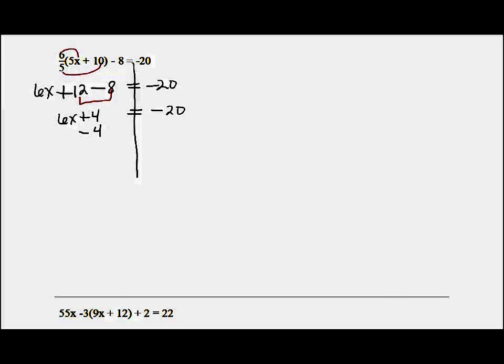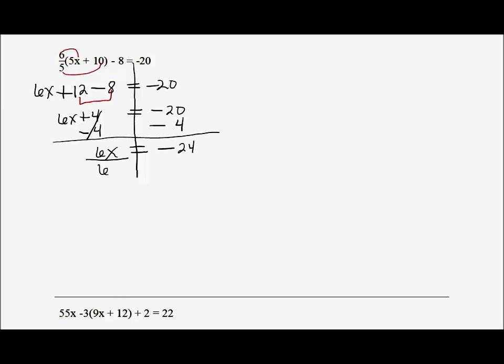Subtract 4 from both sides. What do I have left? I'm going to end up with 6x, 4's cancel out, equals -24. -20 minus 4 is -24. So now I'll divide both sides by 6. 6's cancel out. That leaves me with x equals -24 divided by +6 is -4. And that's my final answer.